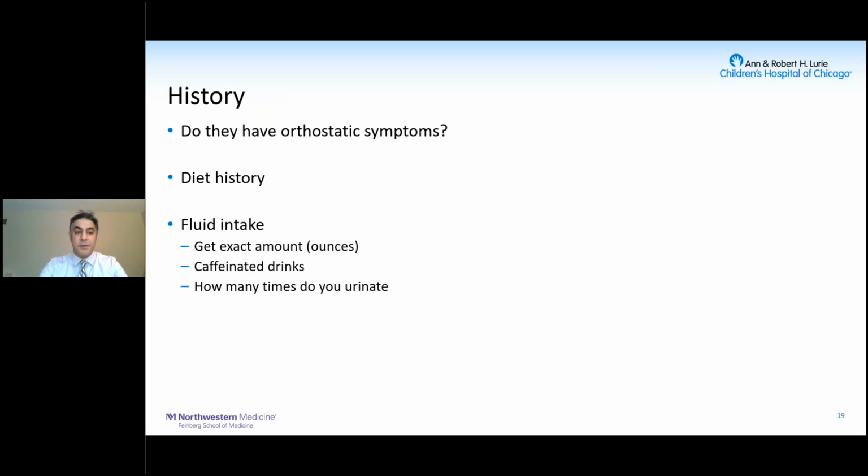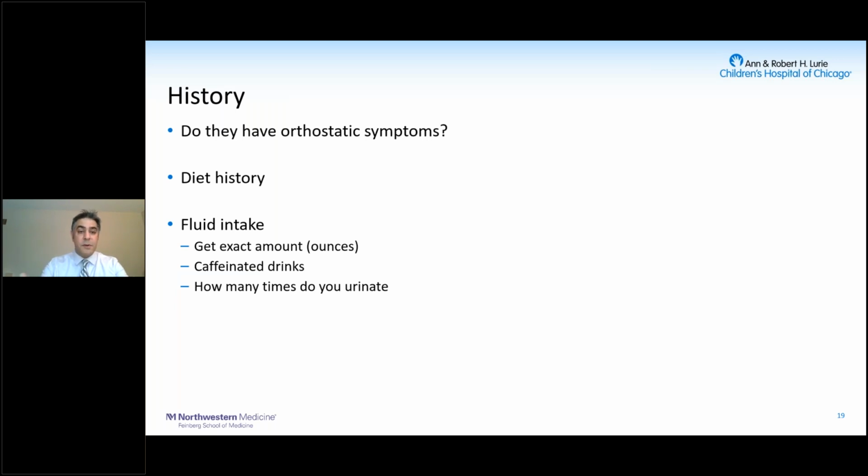Do you drink caffeinated drinks? Caffeine has counterproductive effects, where it increases your heart rate and is a diuretic, so you actually urinate more than you take in. Many teenagers don't consider iced coffee, iced tea, or Starbucks drinks caffeinated, so ask exactly what they are drinking.